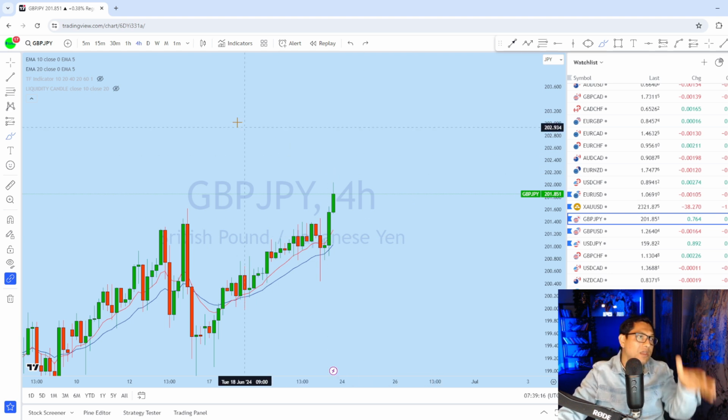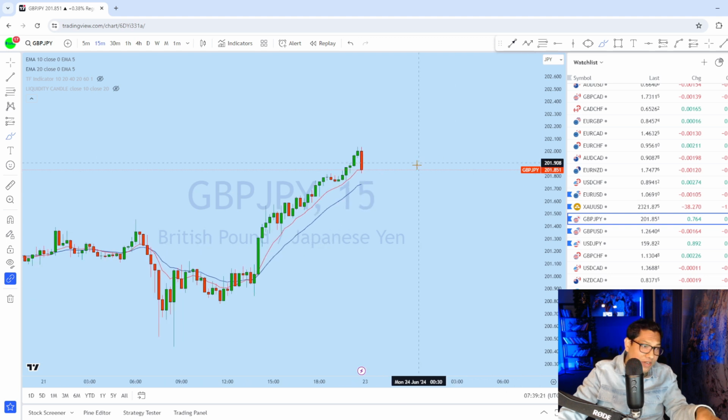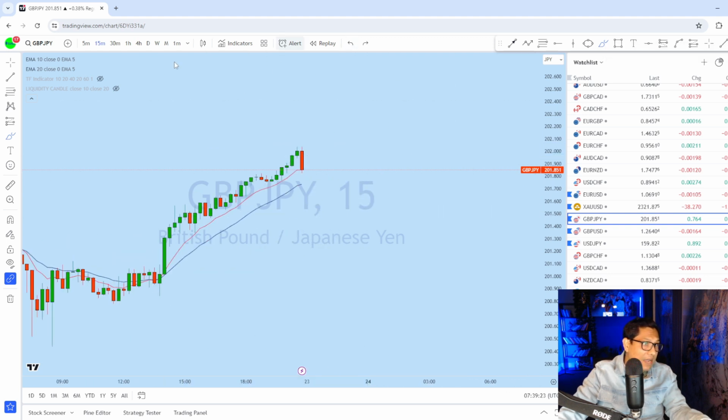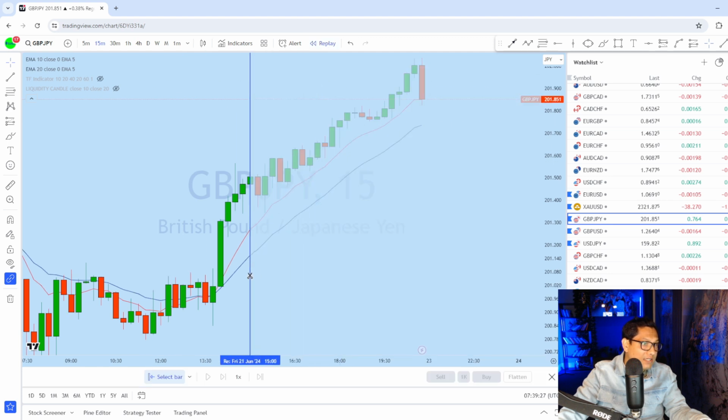The next step is to scale down to the entry time frame. Now the entry time frame here, if you look at, guys, in this example, let's look at this entry time frame, how the price is doing.